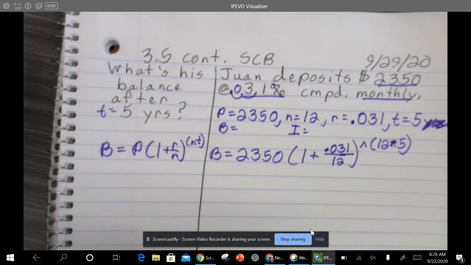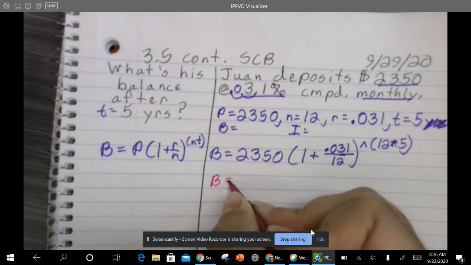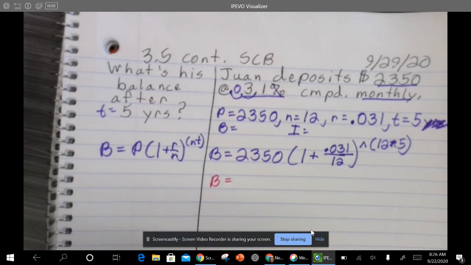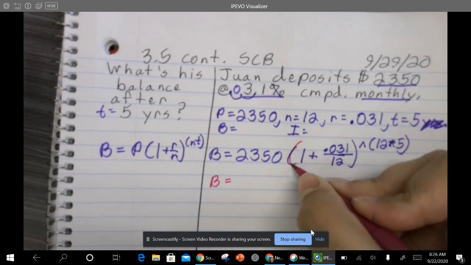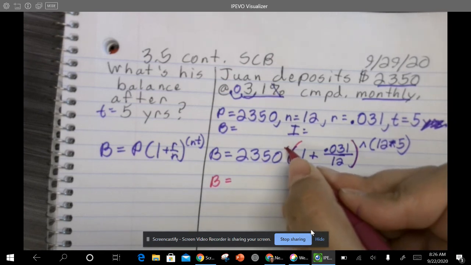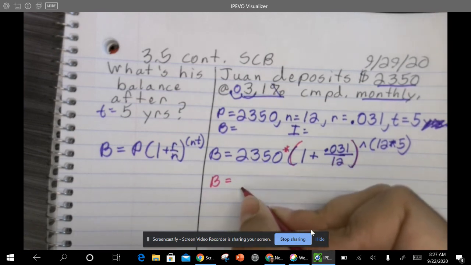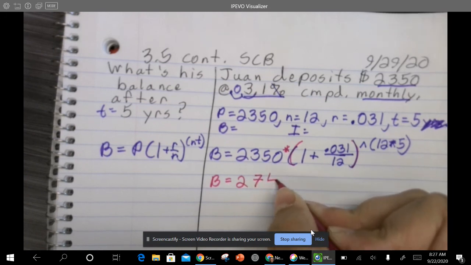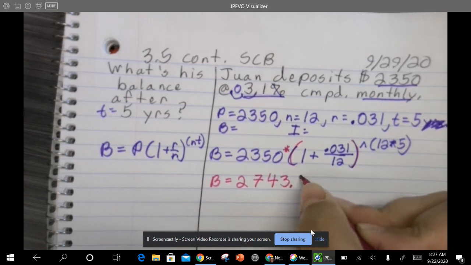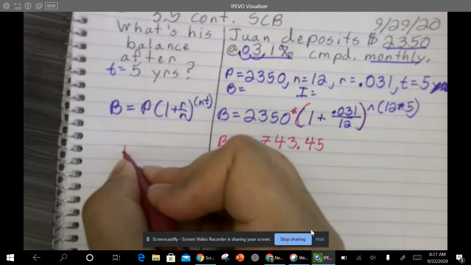Okay, so we put that all in the calculator. Go ahead and put that in the calculator. Make sure everybody you do these parentheses. It may depend on your calculator. You may need to put a times there or you may not. Okay. So I got $2,743.45.